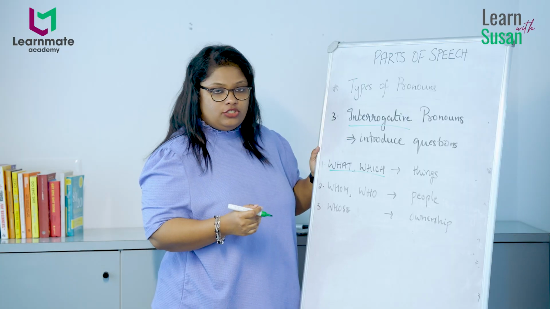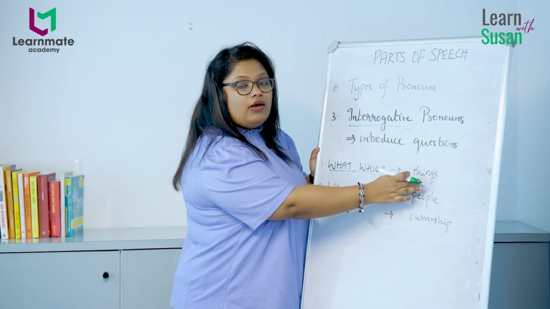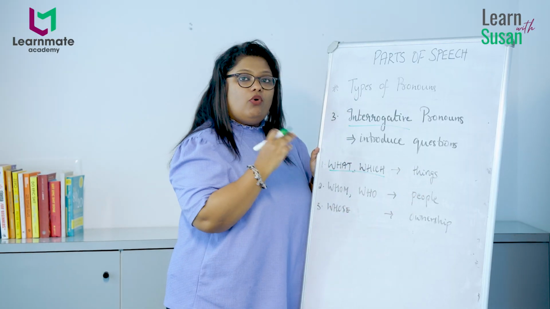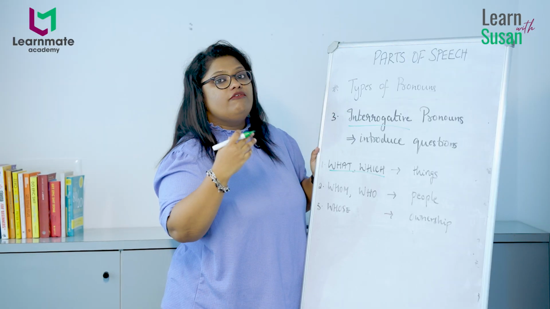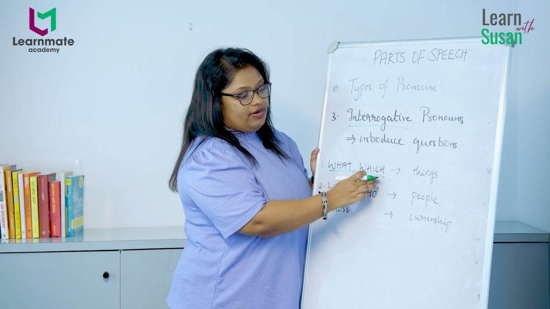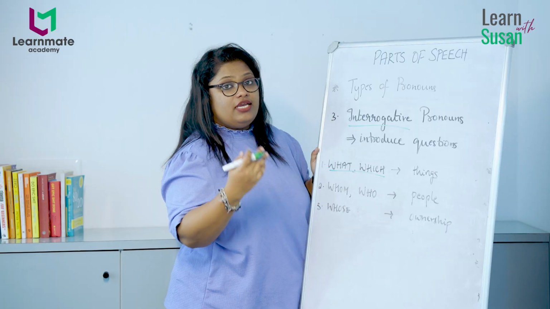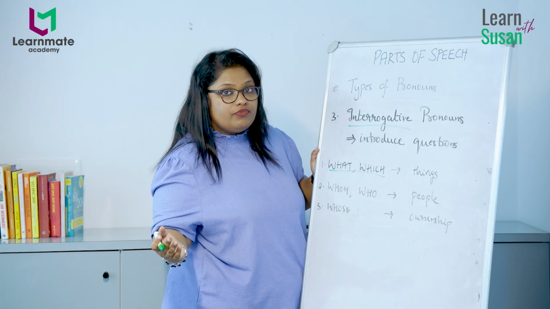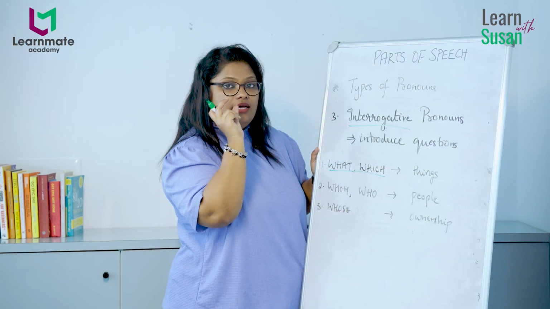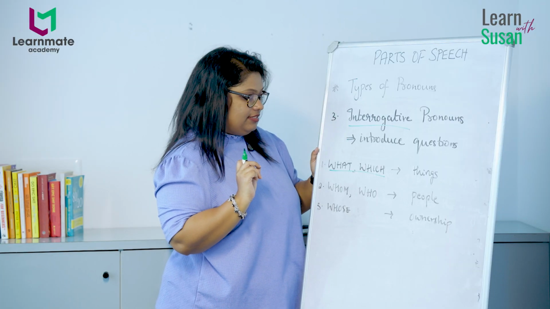What and which are used to indicate things. For example, what is your favorite food? Or when I use the word which, which is your favorite book? So I'm talking about a particular thing in each of these sentences.